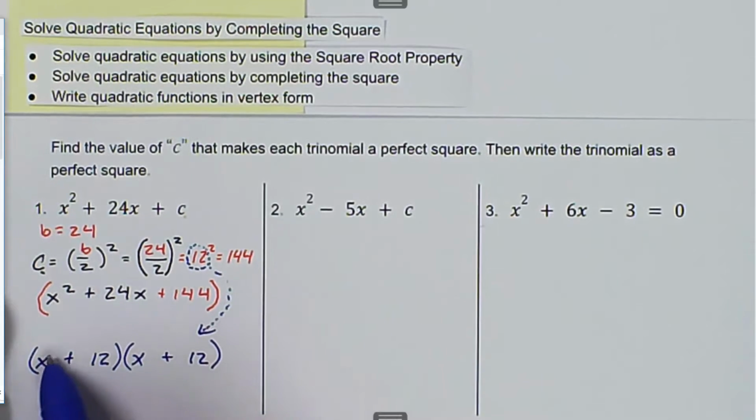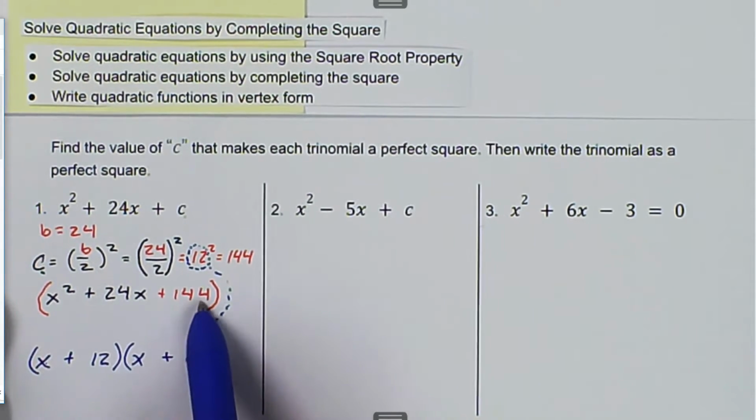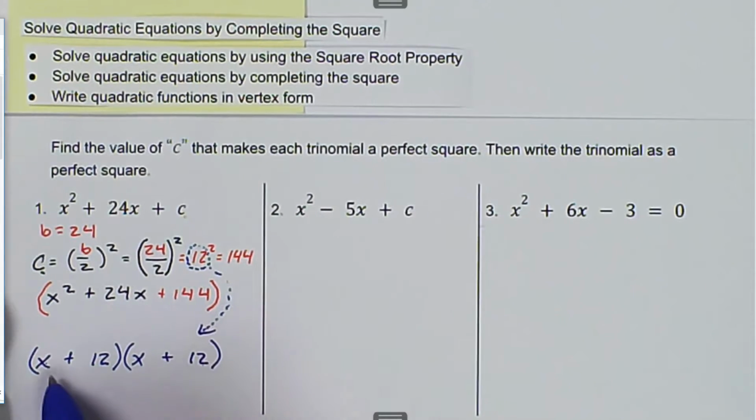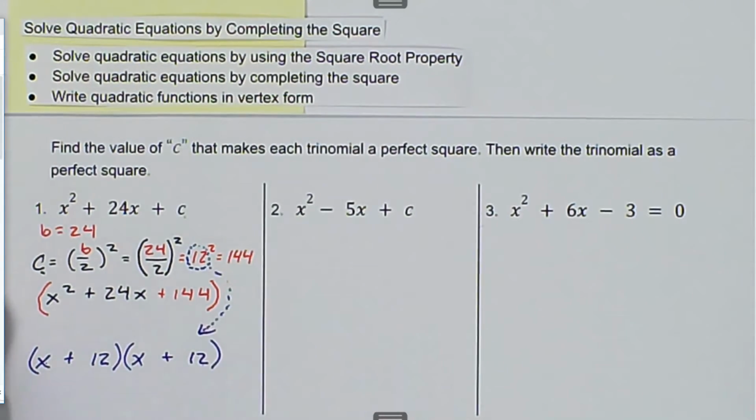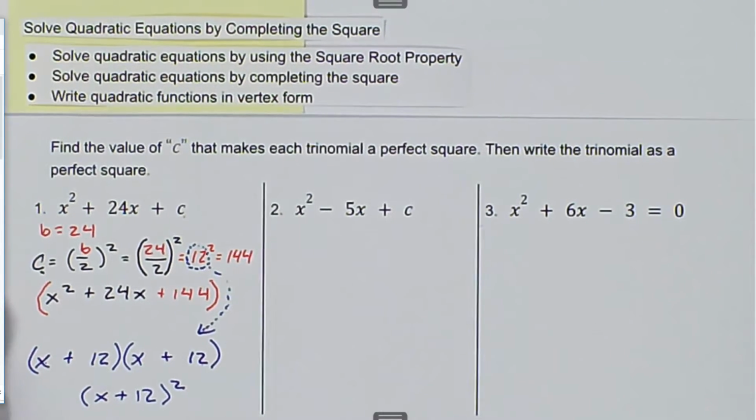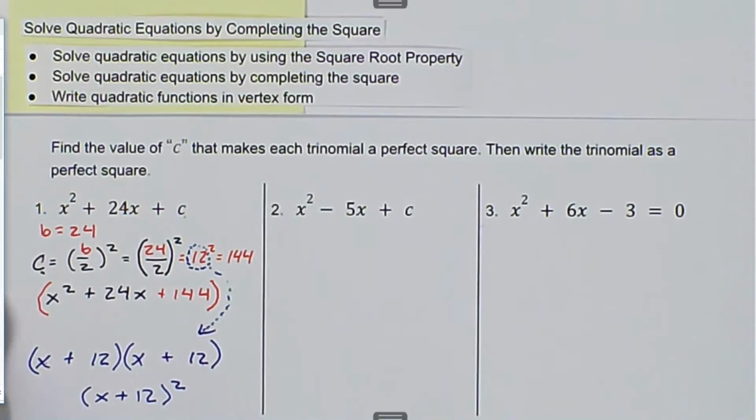So x times x is x squared. 12 times 12 is 144. x times 12 plus x times 12 is 24x, so that gets us back to that trinomial. So we can rewrite this as x plus 12 squared. And then once we get to this point here, if we want to solve it, we can use the square root property to solve that equation or that expression.